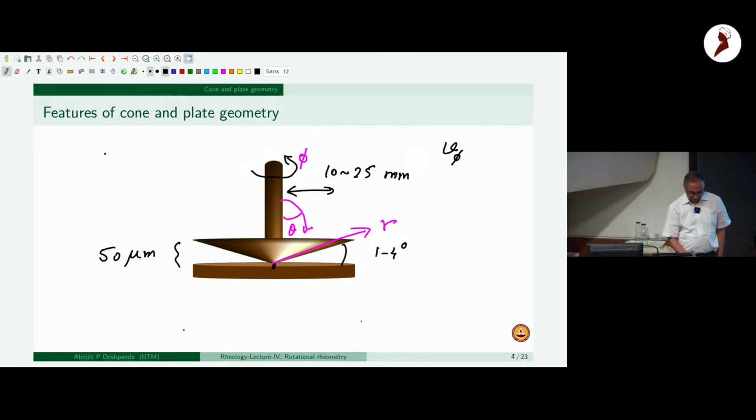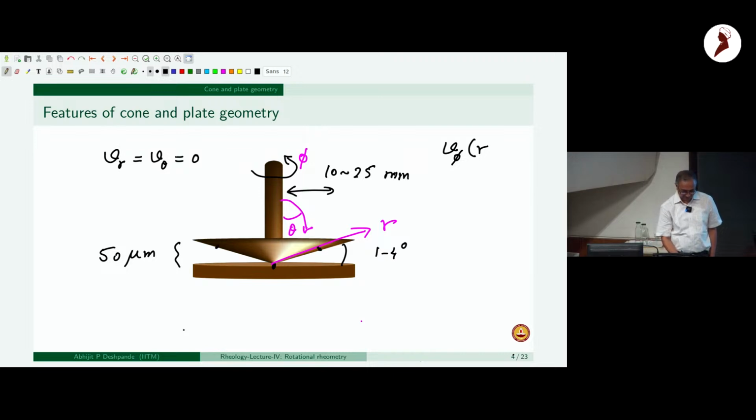There is no motion in r direction and there is no motion in theta direction. So by imposing a flow in phi direction, this is the one-dimensional flow that we impose on the material. And then V phi is a function of r, because as you go further down in the cone, the tip velocity here is what you are controlling.